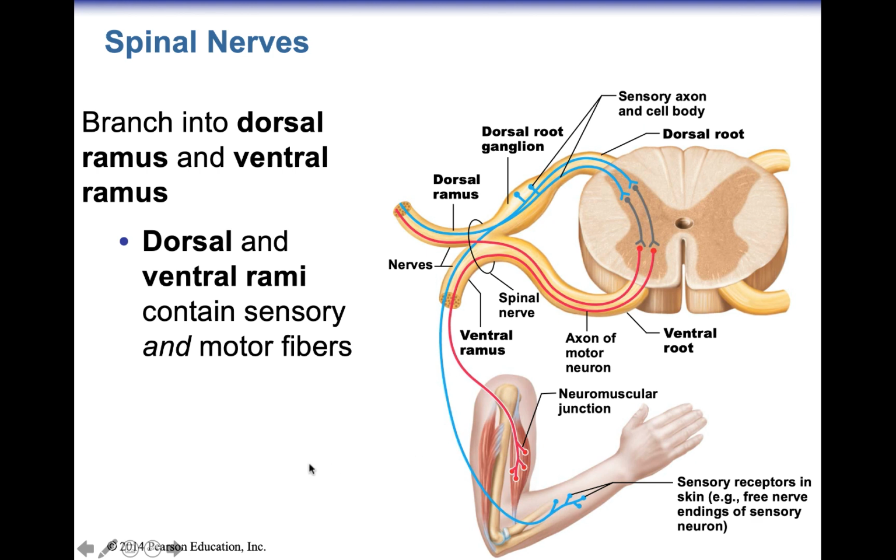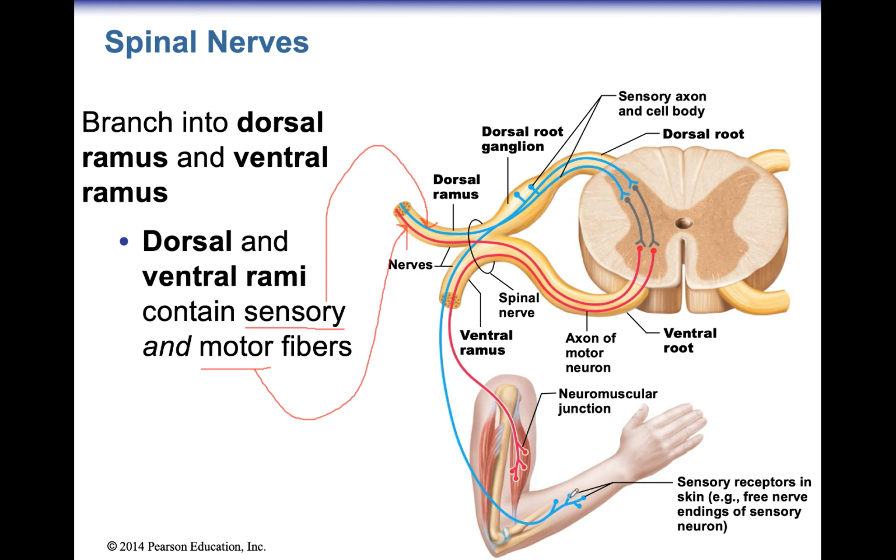So here's a great example of how those nerves move in and out of the spinal cord. Anything in blue is going to be an incoming sensory nerve. So let's go ahead and tie that together. Sensory nerves are my blue ones. Motor nerves are my red ones.